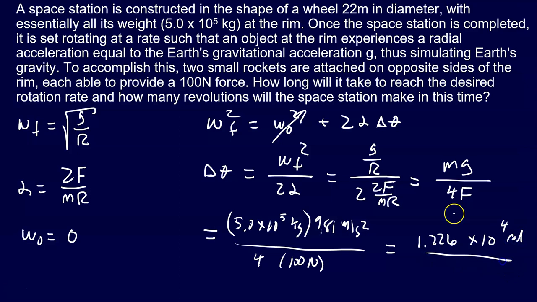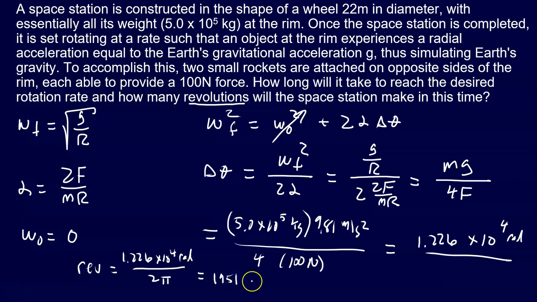The last step is here. They're asking how many revolutions. This is radians, this is actually the angle. So for the last step, you would just take this number here, and revolutions would equal 1.226 times 10 to the 4 radians divided by 2 pi. When I plugged that in, I came out with something like 1951 revolutions.